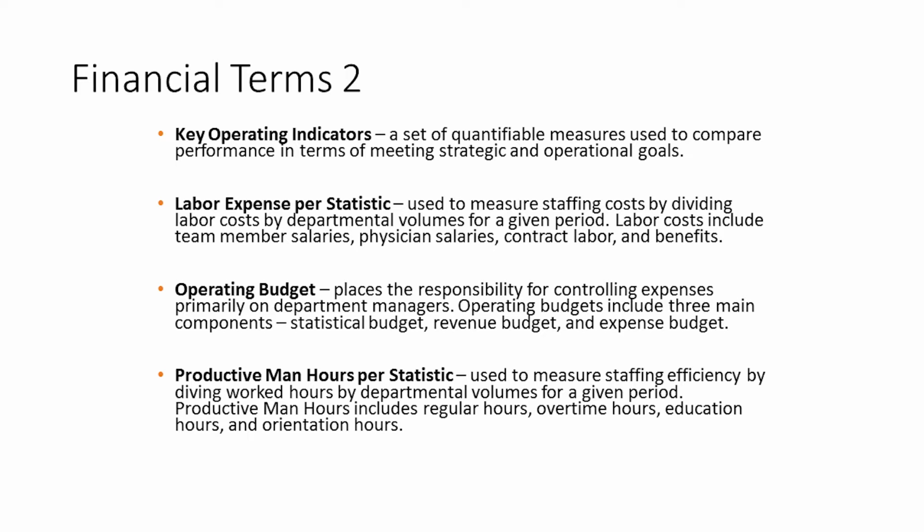The operating budget places the responsibility for controlling expenses on the department manager and includes three components: their statistical budget, revenue budget, and expense budget.